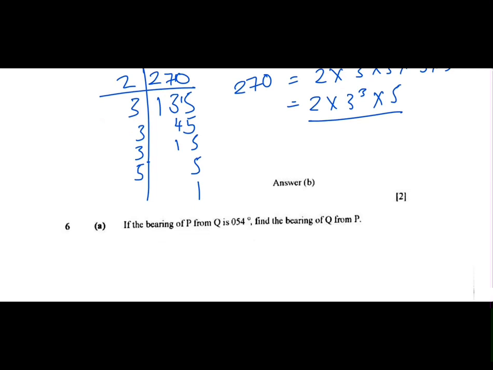Let's move on to question 6a. If the bearing of P from Q is 054 degrees, find the bearing of Q from P. Remember, bearing is always written in 3 digits or 3-digit notation. This is why they wrote the 054. So to answer this question, you will need to draw a diagram. A diagram will help you to solve the work easier.